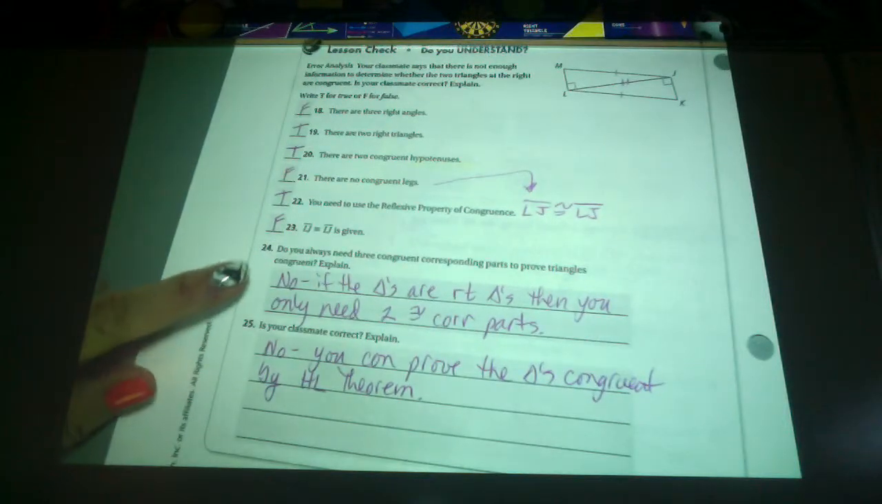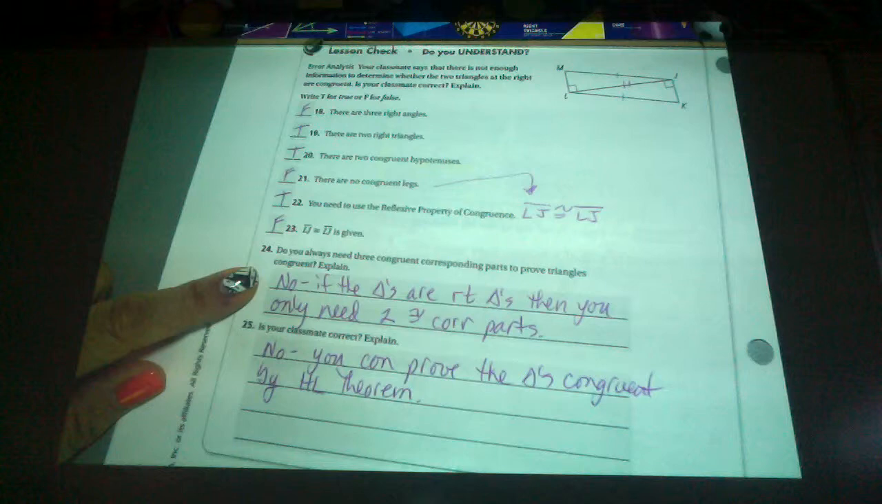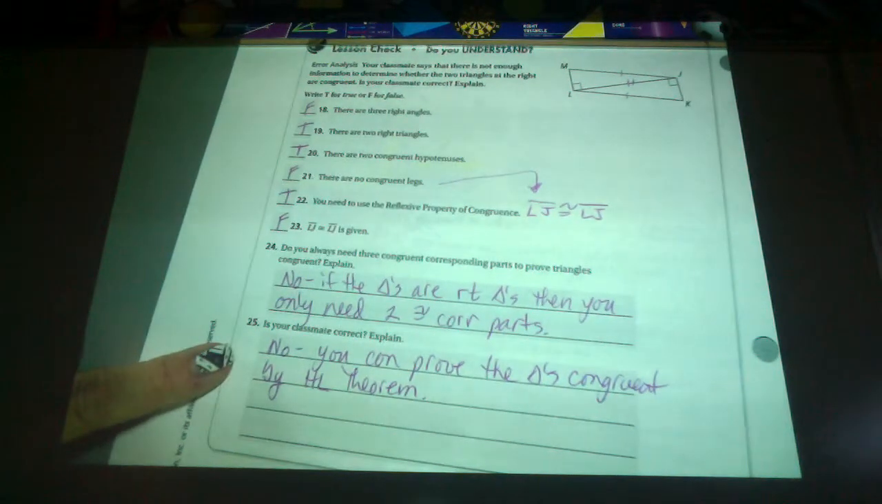And so then, do you always need three congruent corresponding parts to prove triangles congruent? You just learned today that no. If you have right triangles, you only need two parts. And you only learned HL today. There are three more types that we'll learn later this week. Is your classmate correct? No. You can prove the triangle is congruent by the HL form.